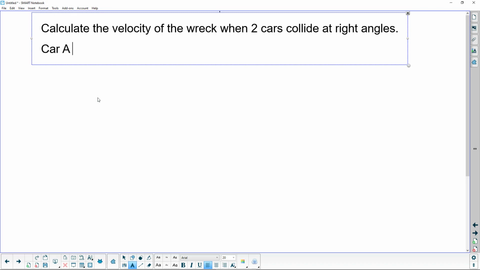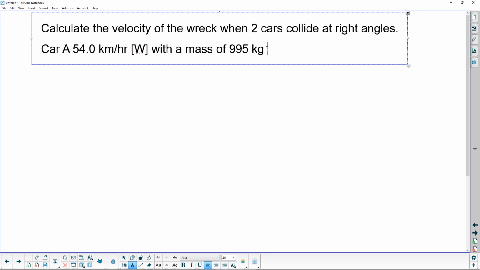Car A is 54 kilometers an hour west with a mass of 995 kilograms. So three significant figures. Let's make this 54.0 so that we have three significant figures.